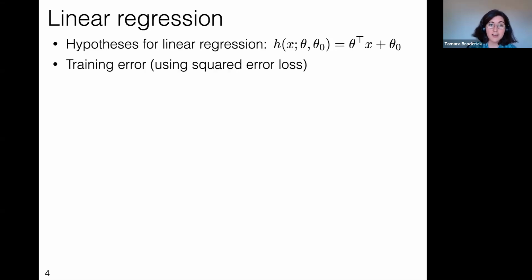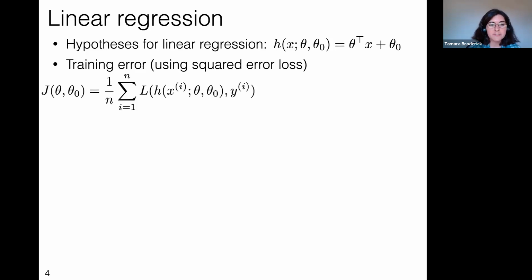Okay, so again, we want to talk about training error, just as we talked about training error for classification. And actually, if you look back in your notes from either this lecture or just from the readings, you'll see that we actually defined training error very generally in the beginning of this course.